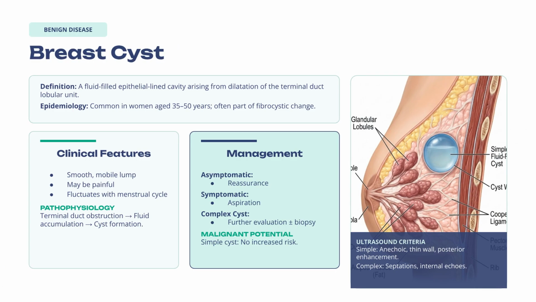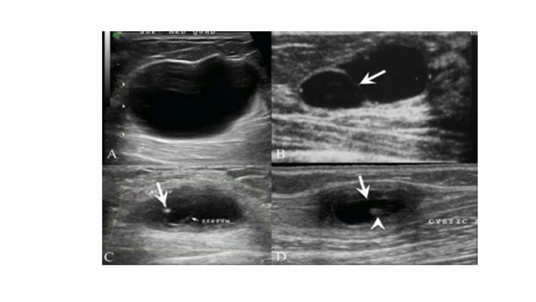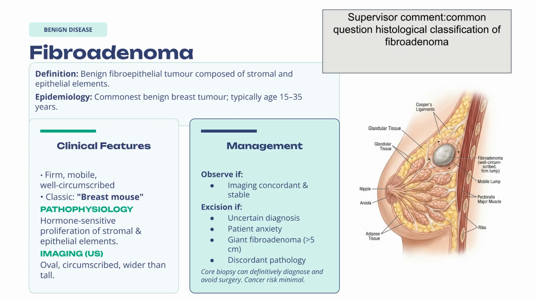Management depends on symptoms and whether they are simple or complex, with ultrasound criteria helping to guide the need for further evaluation. Moving on to fibroadenomas, these are common fibroepithelial tumors seen most often in women between 15 and 35. They typically appear as firm, mobile, and well-circumscribed lumps, often described as, quote, breast mice. Fibroadenomas are hormone sensitive and are usually monitored through observation if imaging is stable. Excision is reserved for cases of diagnostic uncertainty, significant patient anxiety, or giant fibroadenomas over 5 centimeters.